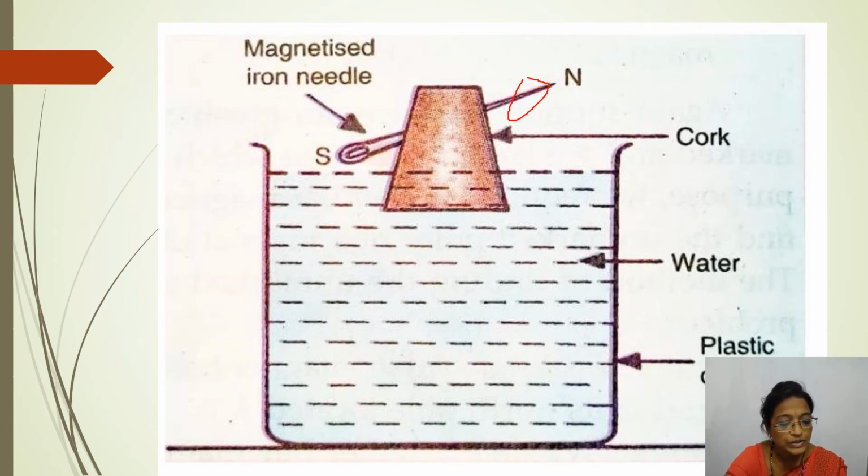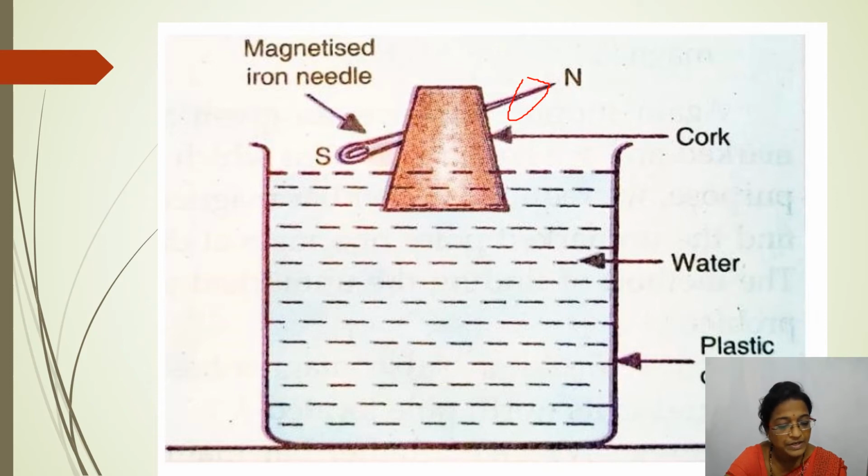Now insert the magnetized needle through a small piece of cork or foam, as you can see in the image. Now let the cork float in water in a bowl or a tub. You should make sure that the needle does not touch the water, because if the needle touches the water, then it loses its property. So make sure that the needle does not touch the water.